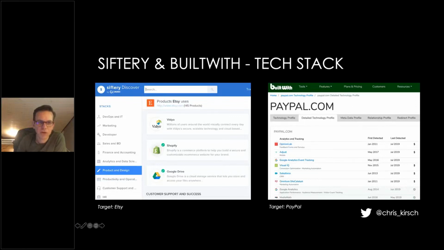So if I was looking at PayPal or at Etsy, I'd figure out what their tech stack is. And that can also be interesting for you if you're trying to attack a company as a social engineer, or if you're trying to go after a company from a technology perspective, and you want to use the tech stack in that way.